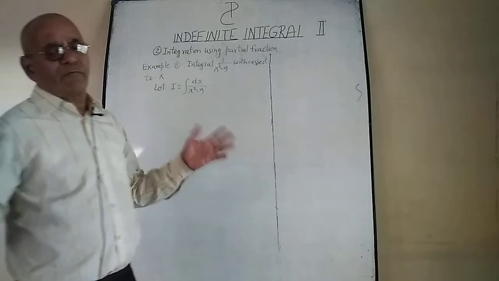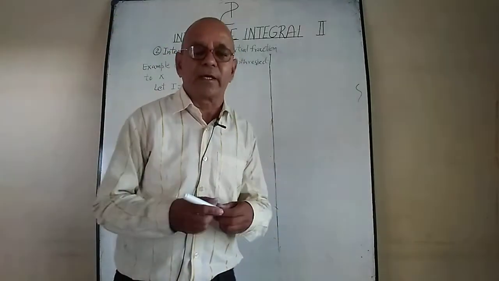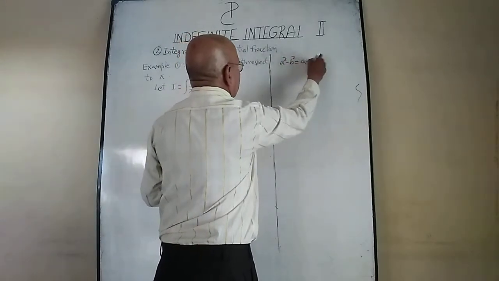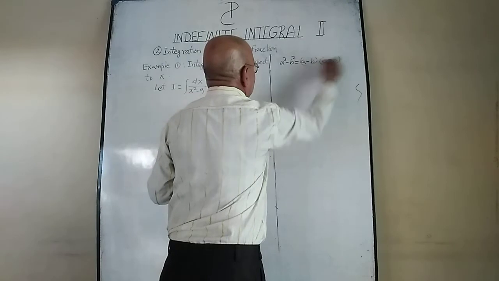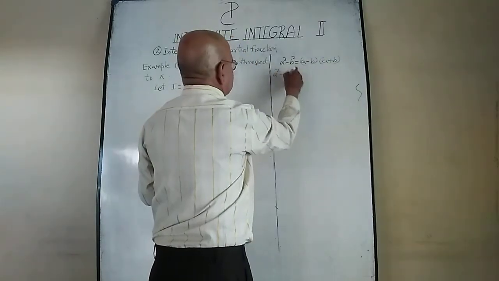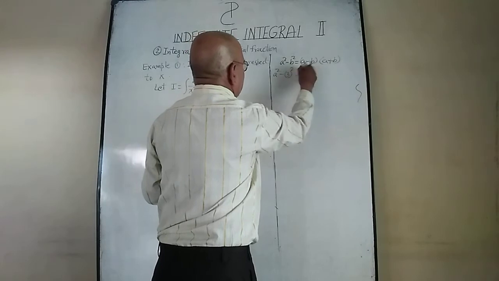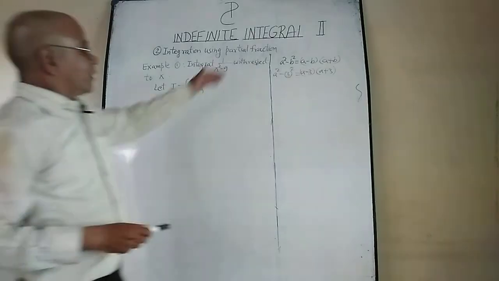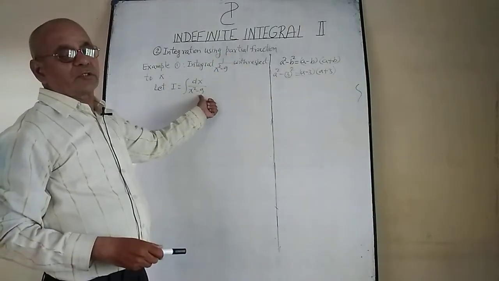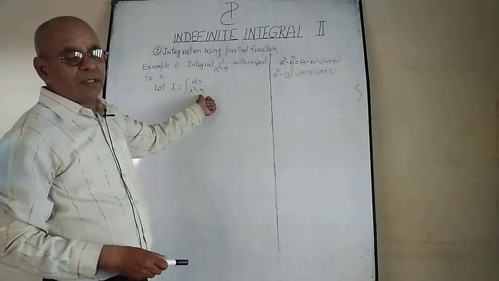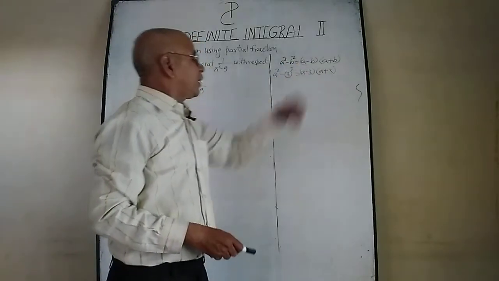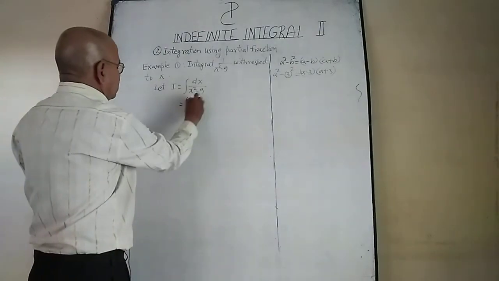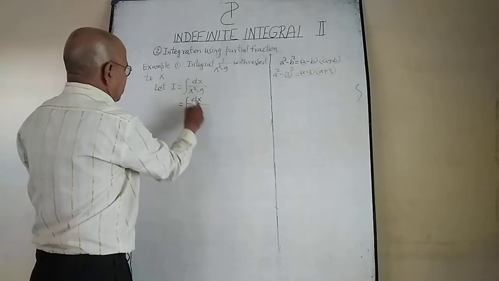What are the factors of this x square minus 9? As we know that a square minus b square is equal to a minus b into a plus b. So x square minus 3 square is equal to x minus 3 into x plus 3. Here you can see that 9 is the square of 3, the square root of 9 is equal to 3. That's why I write 3 square here, and it's x minus 3 and x plus 3. So this is written as dx upon x minus 3 and x plus 3.